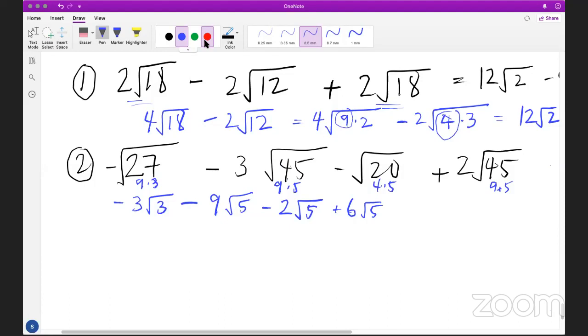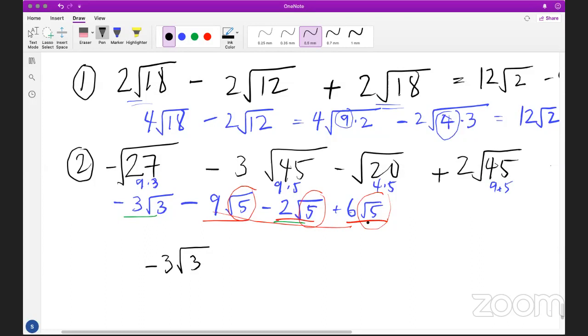And, ito naman yung sasama natin. Okay? Sila pa lang tatlo. Okay, this 3, pwede natin i-simplify kasi lahat sila may radicand na 5 or square root of 5. So our final answer is going to be negative 3 square root of 3. Negative 9 minus 2, that's negative 11 plus 6, negative 5 square root of 5.